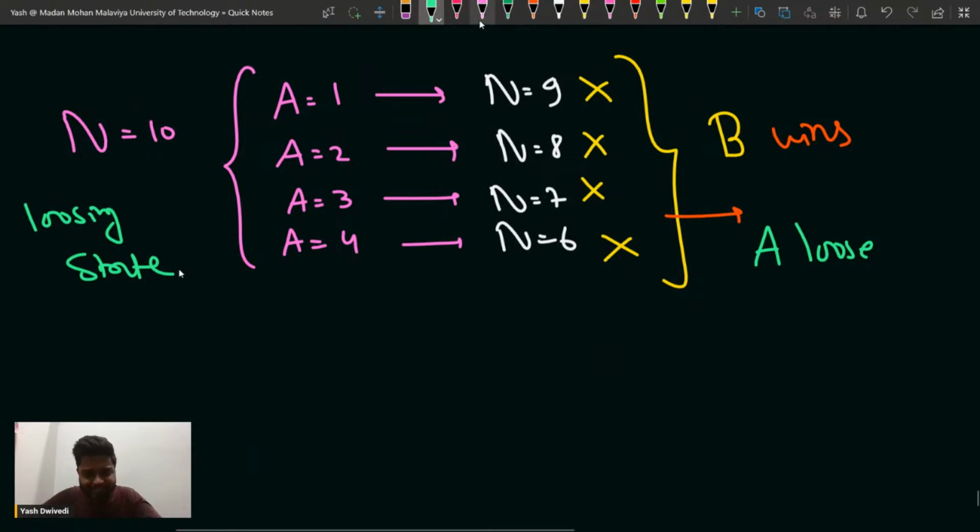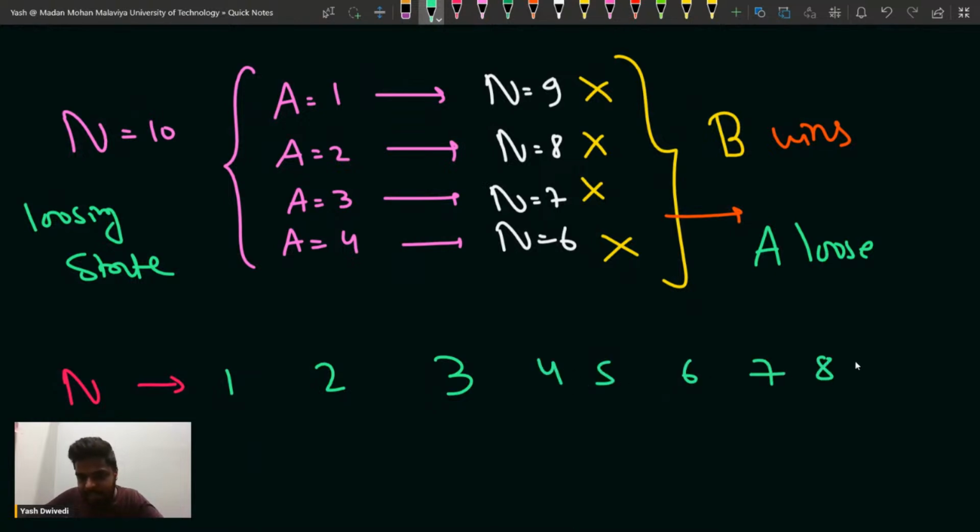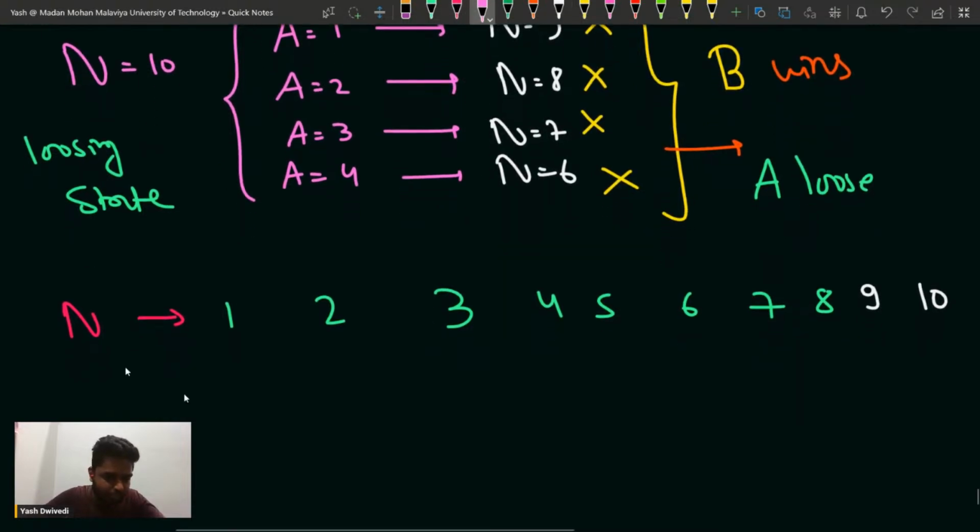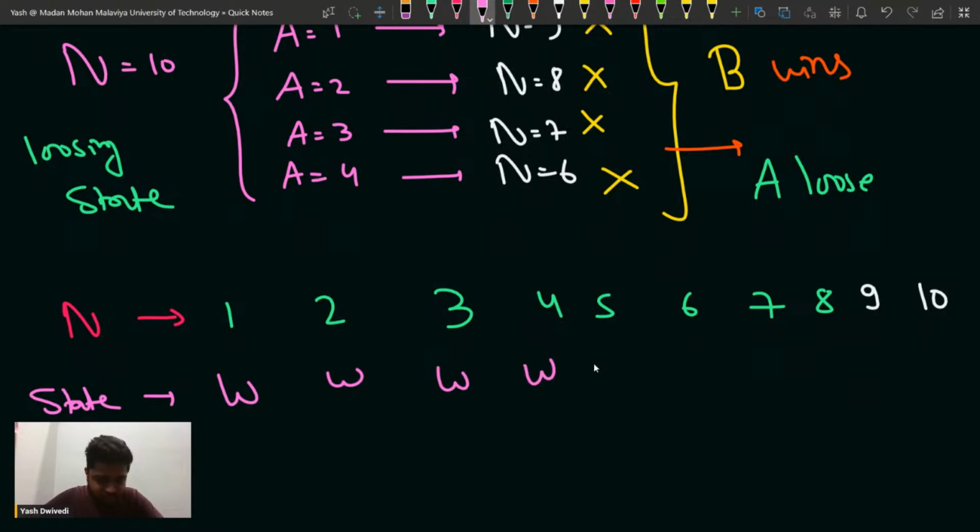You can easily see this if I write the n values one by one: 1, 2, 3, 4, 5, 6, 7, 8, 9, and then 10 here. Then I will write the state for each. 1 is a winning state. 2 is a winning state. 3 is a winning state. A player who starts with 4 is also a winning state. 5 is a losing state. 6, 7, 8, and 9 are winning states. 10 is a losing state.